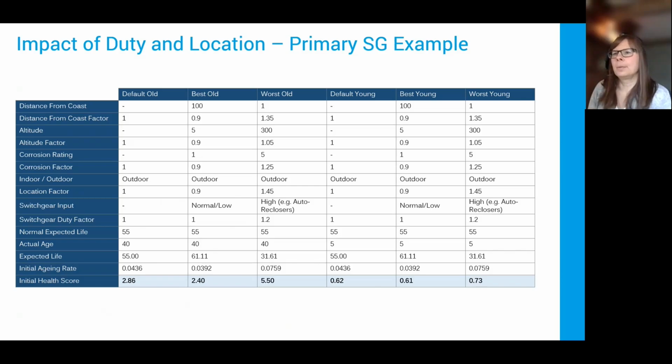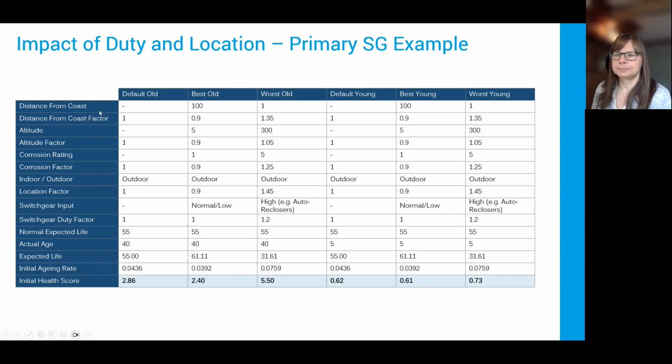When I was preparing this, I prepared some data and looked at the impact of duty and location just on primary switchgear, and I've come up with this chart. You can see all the different data points. We've got distance from coast. I've got a default, which is what happens when you have no data at all, or the minimum data. I've got default old and default young. Then I've looked at the best case scenario for an asset and the worst case scenario, again for old and young assets.